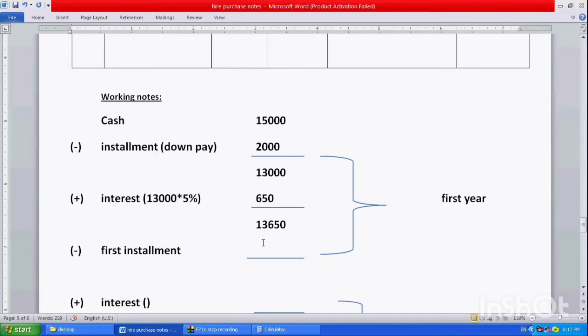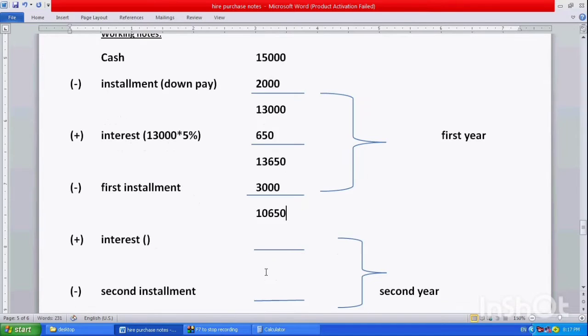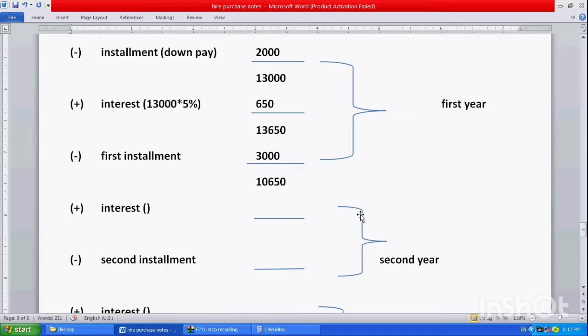Now pay the first installment. The installment amount is 3,000. Let's write 3,000 in the place of the first installment. So from 13,650 we deduct 3,000, and the remaining balance will be 10,650.